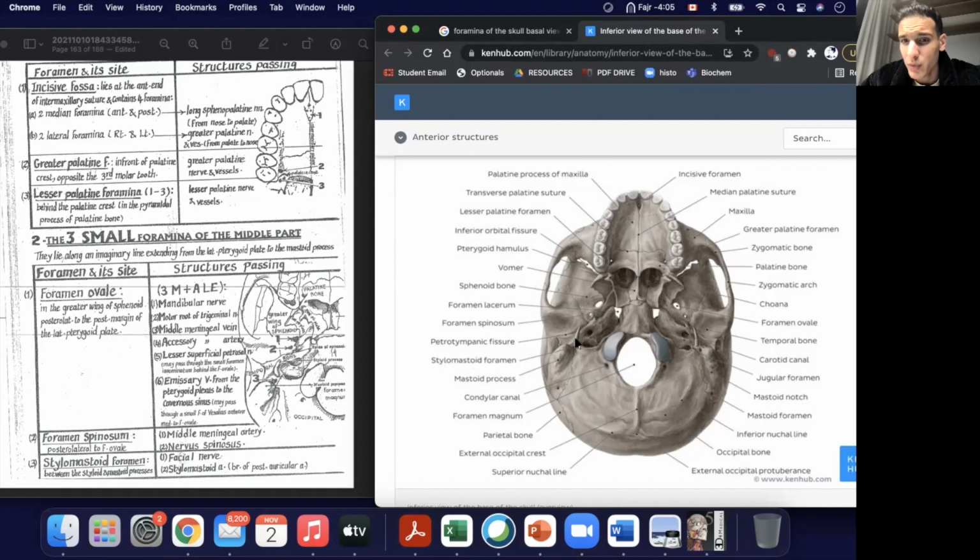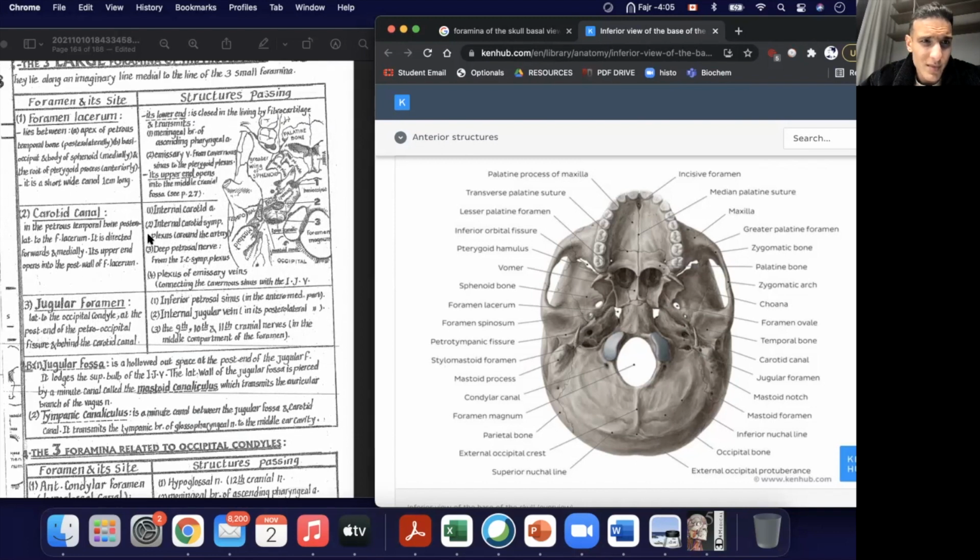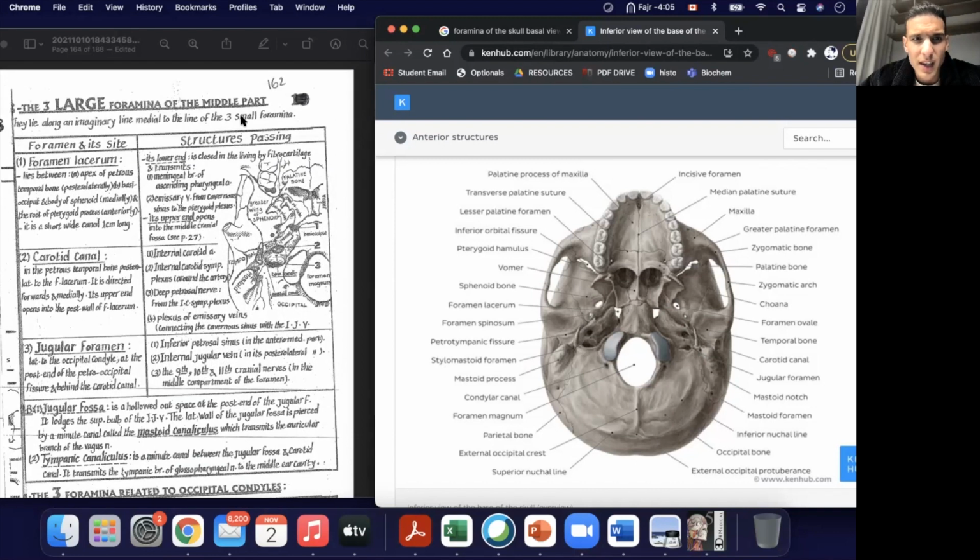Again, ovale, spinosum, stylomastoid foramen. Then we have three large ones in the middle part. Foramen lacerum, right here on both sides. Carotid canal, where is the carotid canal? Yep, it's right here, 1, 2. You can't see a white background in here because the angle of the carotid canal is weird. This is for the passage of the internal carotid artery.